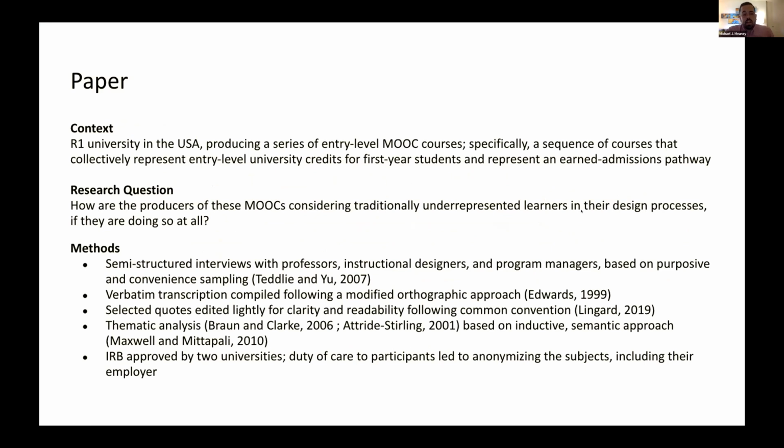So this took place at a research-intensive university that has a commitment in their charter for inclusive education. And the institution was producing a series of entry-level MOOCs, specifically a sequence of courses that represent entry-level university credits for first-year students and represent an earned admissions pathway. So similar to the competency-based pathway we heard about yesterday from the researchers from Finland, I believe. And so my question for these producers was, how are they considering traditionally underrepresented learners in their design processes, if they are doing so at all?